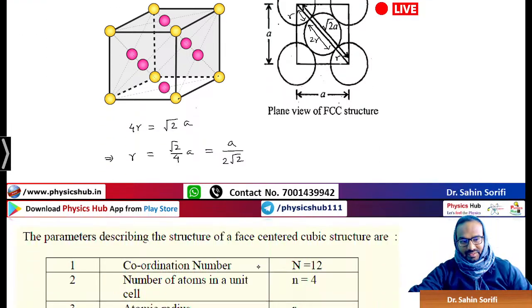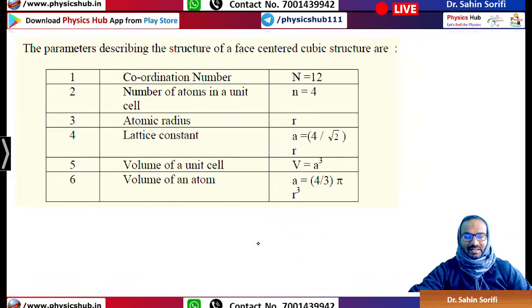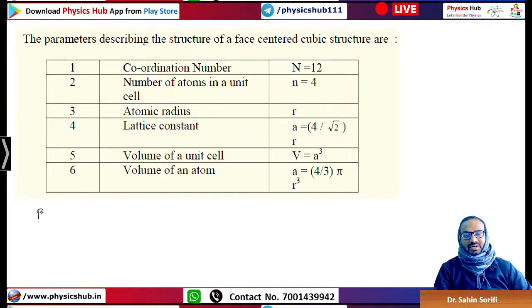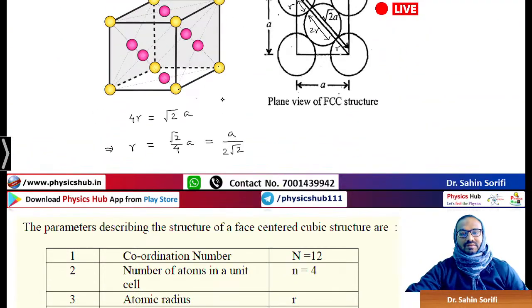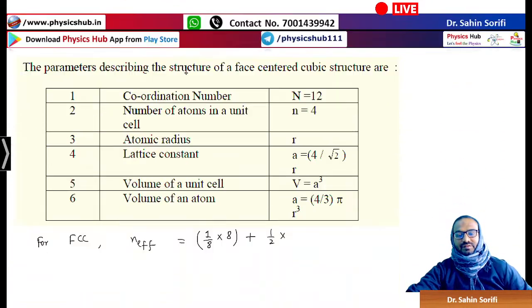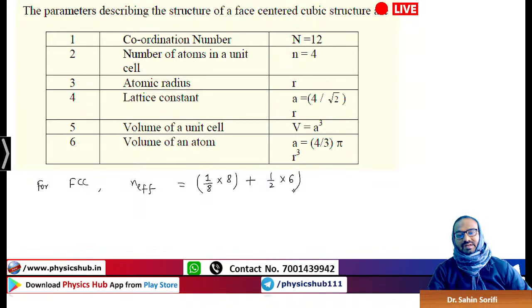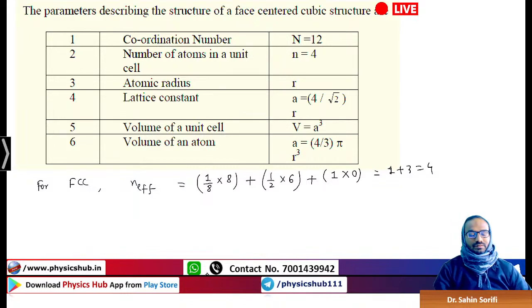Now what will be the atomic packing factor for this? Let's calculate it. So for FCC, what is the value of N effective? You know, 1 by 8 into corner atoms, 8 corner atoms are there, plus 1 by 2 into the number of face atoms. How many atoms are at the faces? 6 faces, 6 atoms, half into 6. Are there any atoms inside the body? No. So this is 1 plus 3, 4. Okay, 1 atom at each lattice point. So the number of atoms in the unit cell is 4.